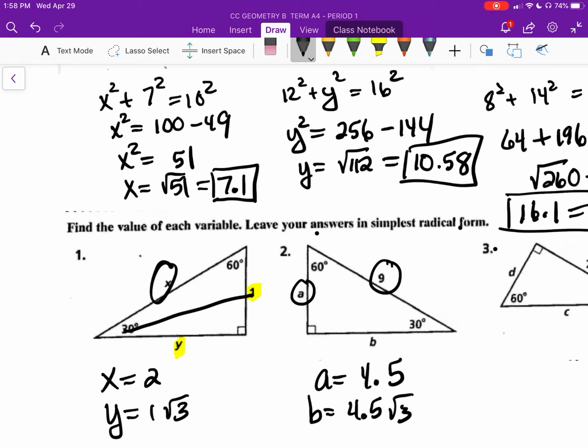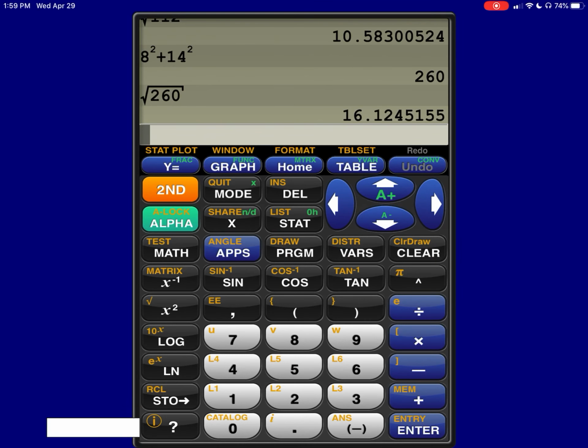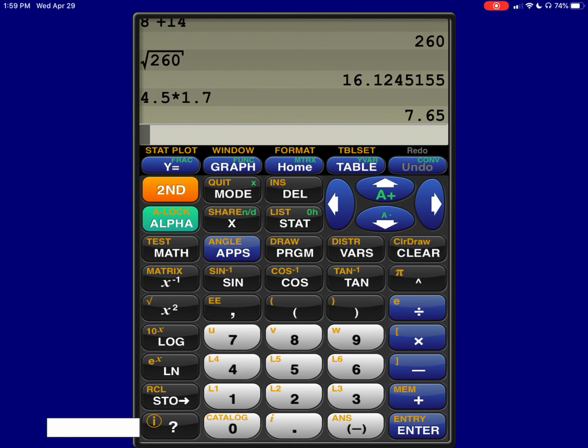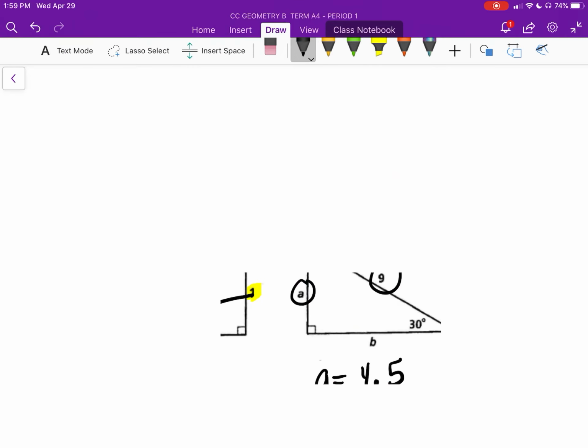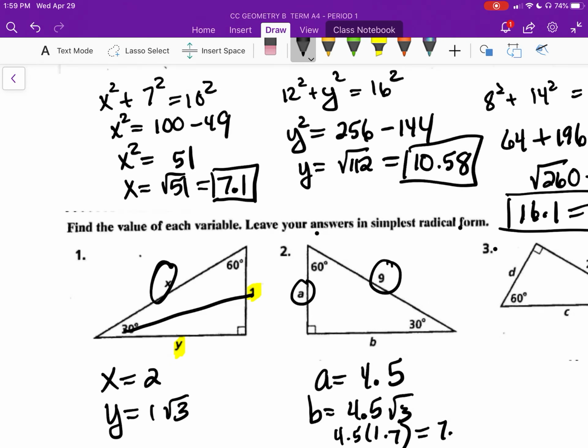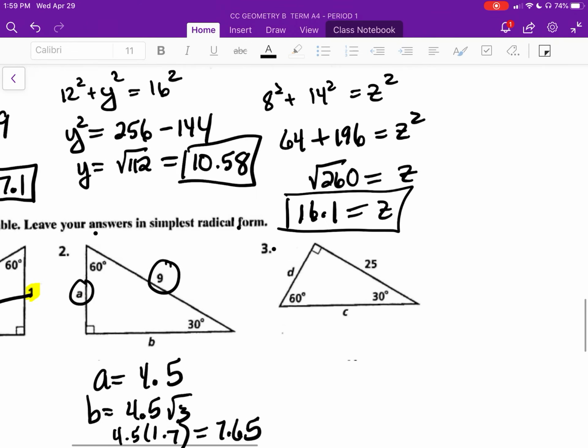Now that's not a very helpful number, so I'm going to multiply it out. 4.5 times 1.7, because 1.7 is the square root of 3. So if I go back to my calculator, 4.5 times 1.7, I'm going to get 7.65. So the third side here is 7.65. So when you're working with decimals, I always suggest just make everything into decimals.